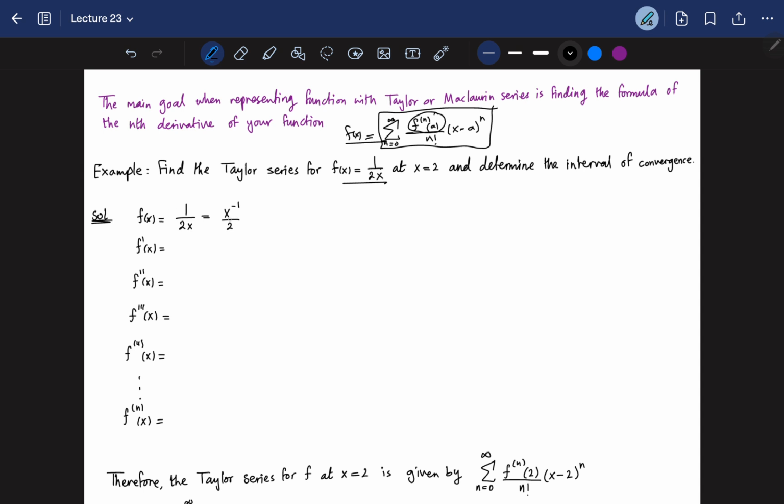I can rewrite my f of x as x to the negative 1 over 2. Then the first derivative is minus x to the negative 3 over 2. The second derivative is 2x to the negative 3 over 2. Then 2 multiplied by negative 3, x to the negative 4 over 2. Then 2 times 3 times 4, because negative times a negative goes away, over 2.